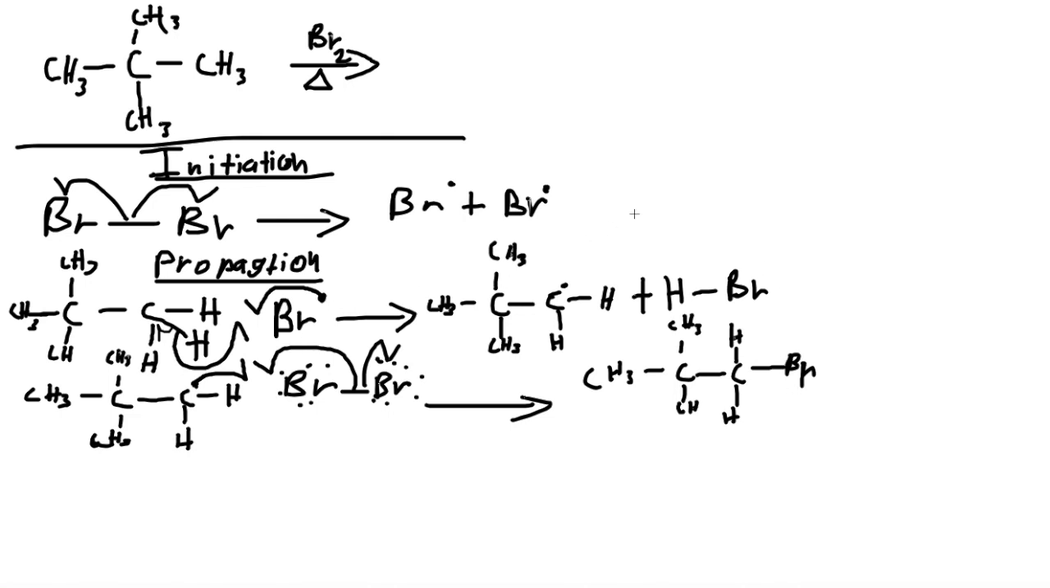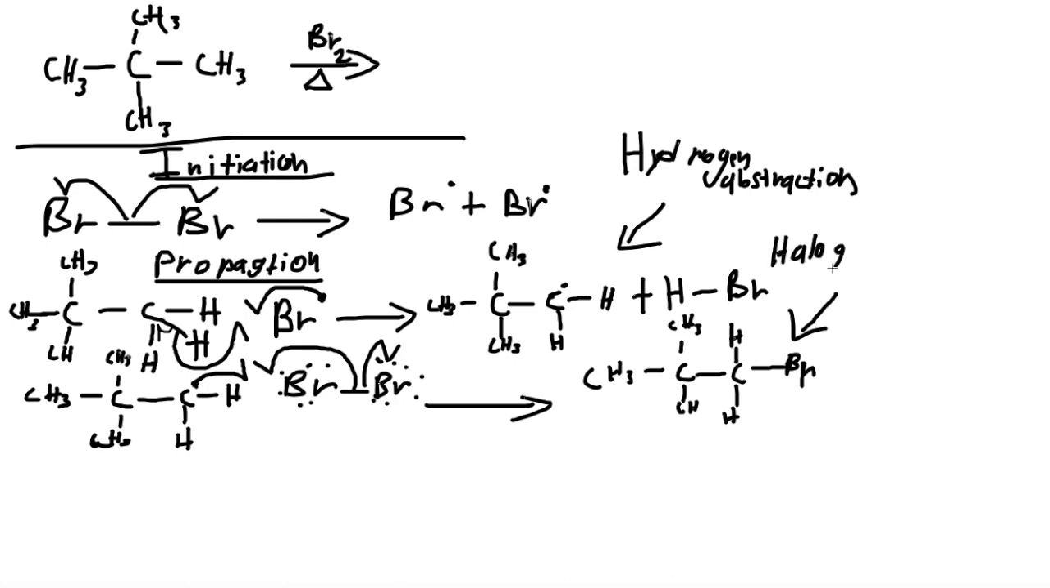So the first step of the propagation, this step right here, is called hydrogen abstraction, or removing the hydrogen. The bottom portion of it, this reaction over here, is called halogen abstraction, where we added the bromine onto that structure.